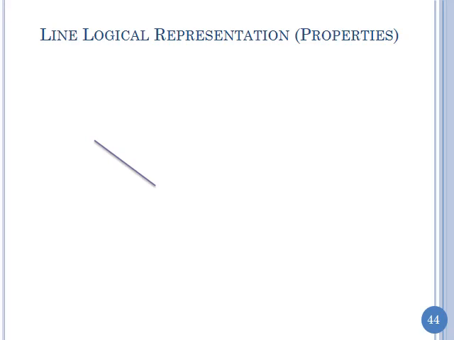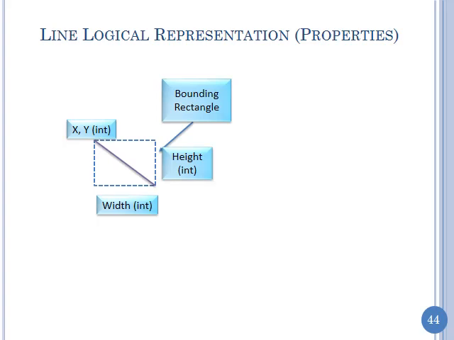Okay, we understand points. Lines are a little bit more complicated. What are some ways to represent a line? Start point and end point. Any other way? A vector. Any other way? Lots of ways. We're going to do it this way. We've got a start point, and we have the size of the bounding rectangle, which is a rectangle containing the diagonal. So we have the height and width of that rectangle. That's what I'm going to choose, and that's what you'll be doing when you draw your lines.